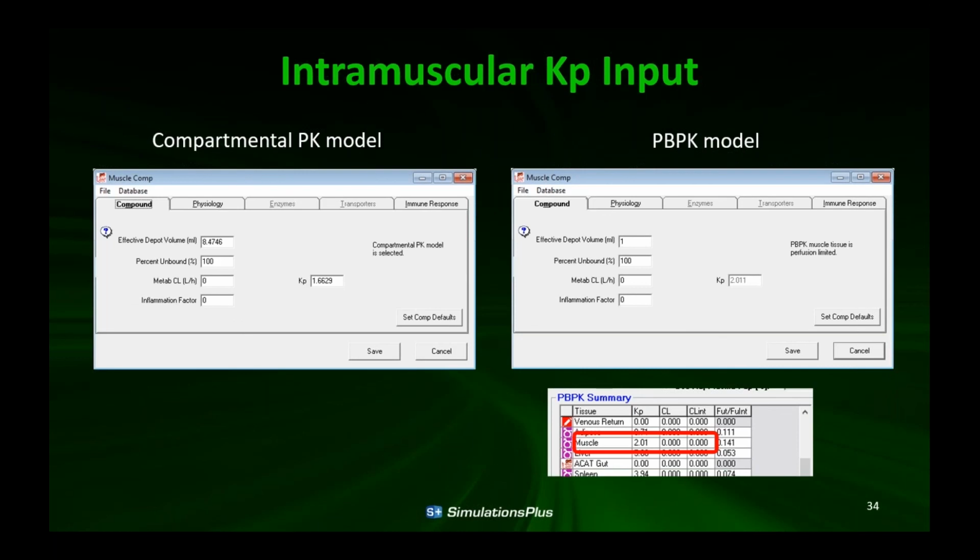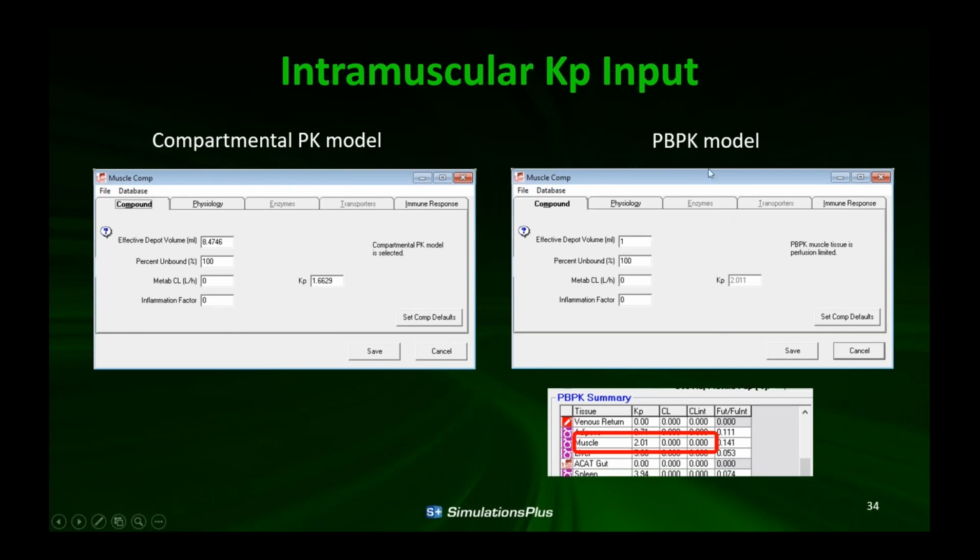In this new version, we provide this as an input in the intramuscular module window, and you could provide it. Initially the model shows you a model prediction based on some default muscle composition, using the Rodgers and Rowland method to calculate this Kp. You are able to modify it if you have measurement data, or if you want to optimize it.